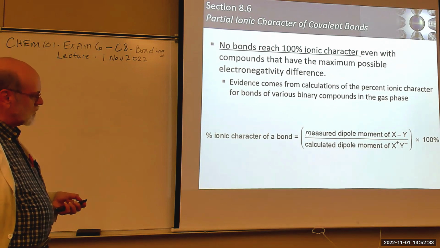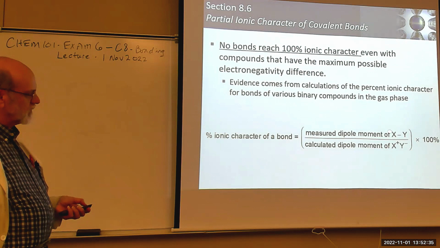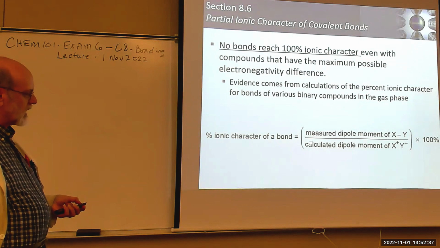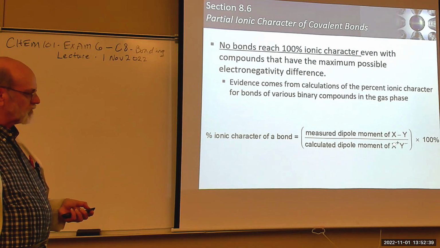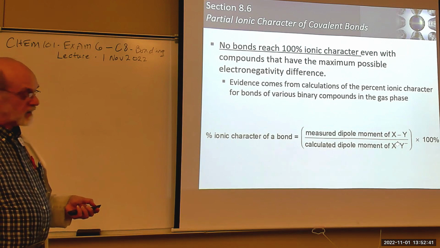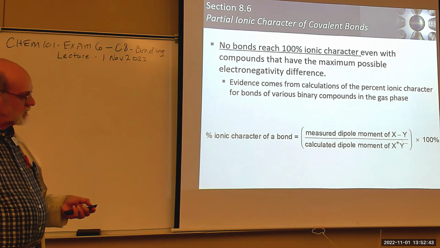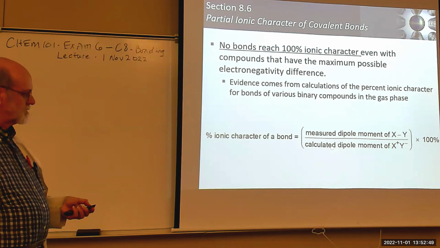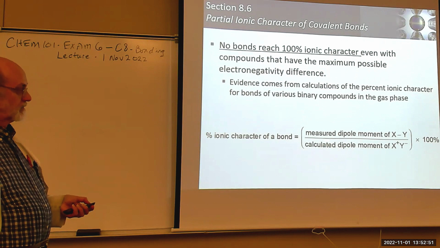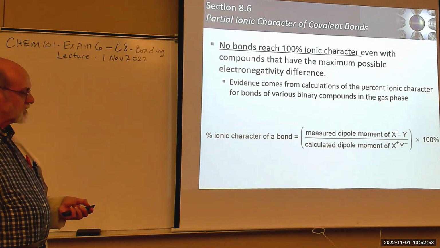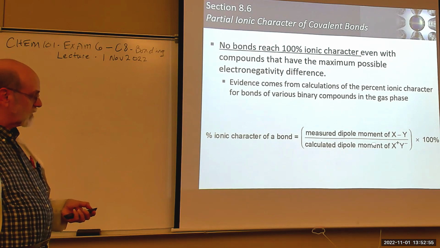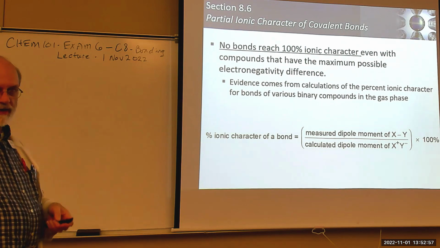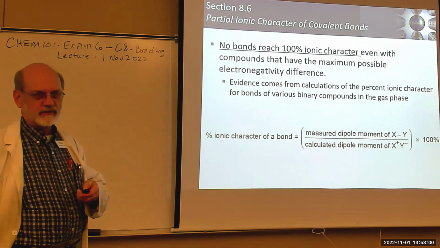You measure the dipole moment of this bond, and you calculate the dipole moment, that's Coulomb's law, of X plus and Y minus, and compare them. Right? If the measured amount is equal to the calculated amount, then it's purely ionic, which rarely happens.